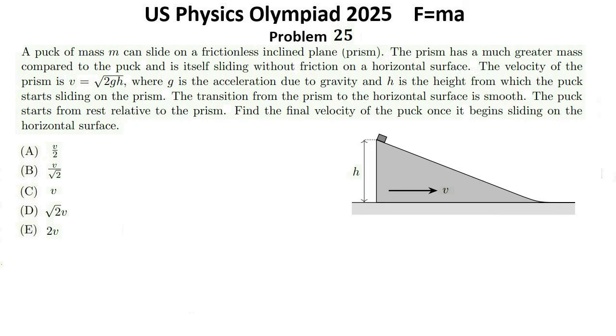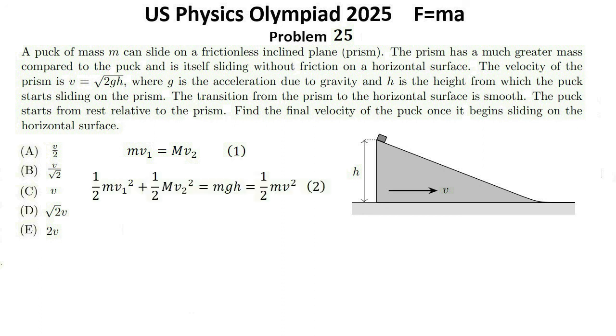Solution of problem 25. This problem is easiest to solve in the initial rest system of the prism and the puck. Then, by conservation of momentum, we have expression 1. The mass of the puck, m small, multiplied by the final velocity of the puck, v1, is equal to the mass of the prism, m large, multiplied by the final velocity of the prism. Further, by conservation of energy, we have expression 2. One half m small v1 squared plus one half m large v2 squared is equal to mgh, which, by conditions, is equal to one half of m small v squared.